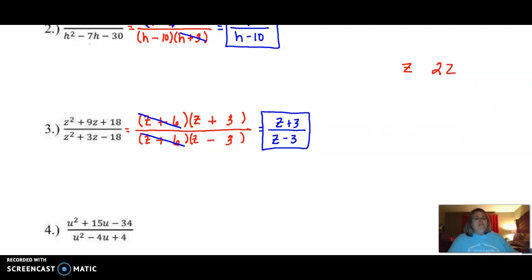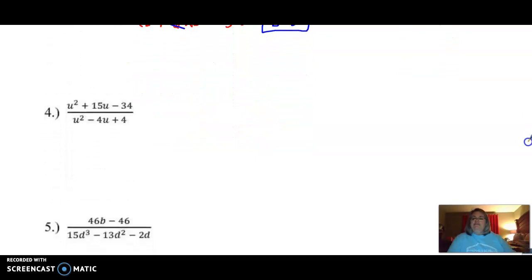Okay, let's look at something that looks a little bit harder. Number 4. Again, polynomial, we can try to factor those. If we factor the top, I would start with a u and u. Factors of 34 that will give me 15 would be 17 and 2. 17 times 2 gives me 34. To get a positive 15, I need my 17 to be positive and my 2 to be negative.